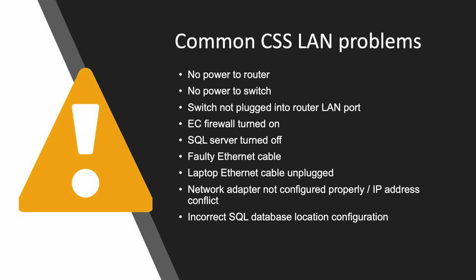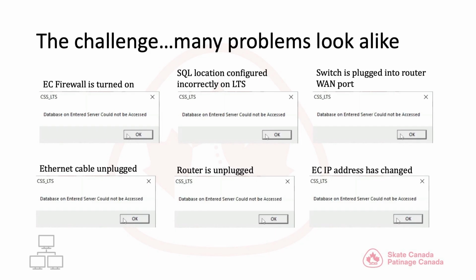So there are lots of things that could be responsible for a network fault. And a challenge for the data specialist is that all of those different problems could potentially manifest themselves in the same error message from a user's perspective. For example, if the firewall is turned on the EC computer and you sit at the referee's laptop and try to log into LTS, you'll get a database could not be found error message on the screen. But you'll also see that same error message if the referee laptop Ethernet cable is unplugged, or if there's no power to the router, or if the switch is plugged into the router's WAN port. So the error message in itself isn't terribly useful for identifying the source of the problem.